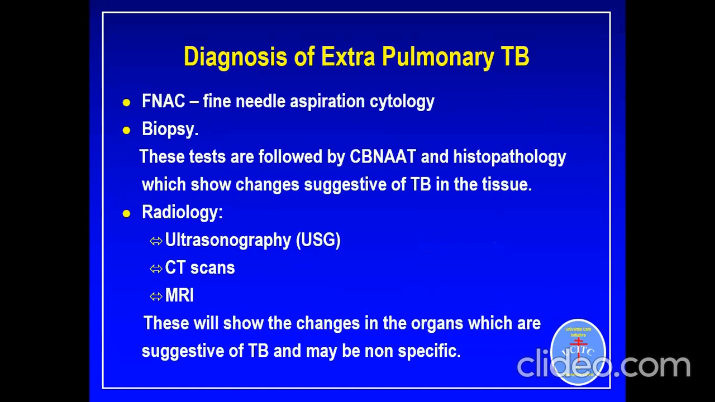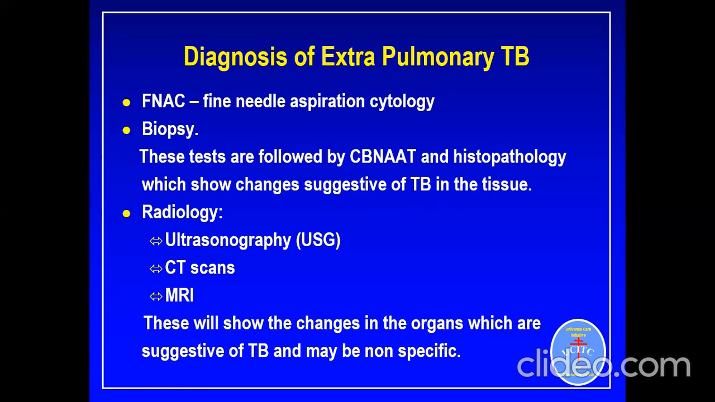As far as diagnosis of extrapulmonary tuberculosis is concerned, we normally do what is known as a fine needle aspiration cytology, which is easier to perform. There's also a true cut biopsy, which we can do for lymph nodes, and/or you can do a biopsy. Now, these tests are followed by, again, CBNAT and histopathology, which show changes suggestive of tuberculosis in the tissue. Now, radiology is performed to confirm, not a, it's a presumptive diagnosis.